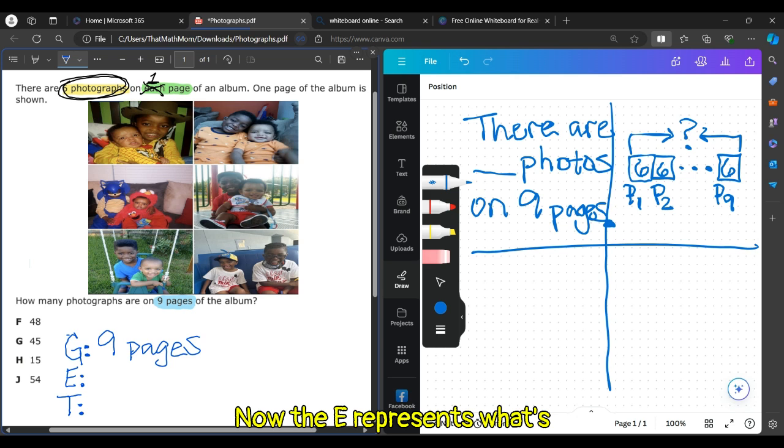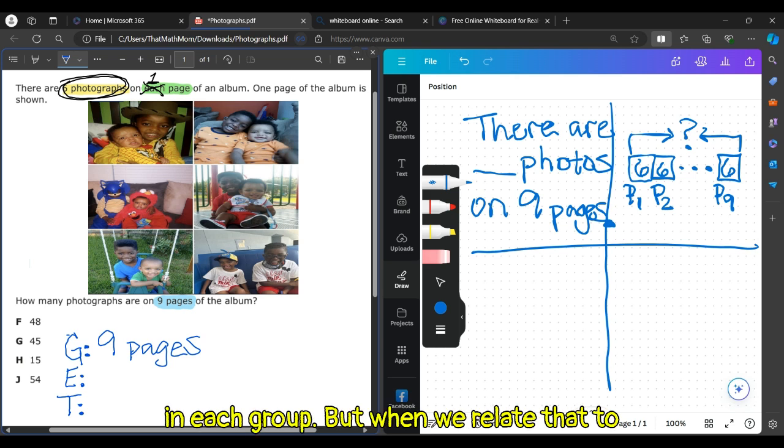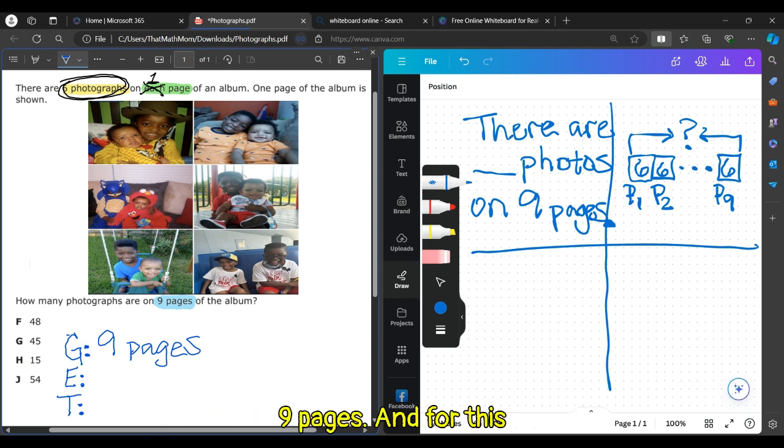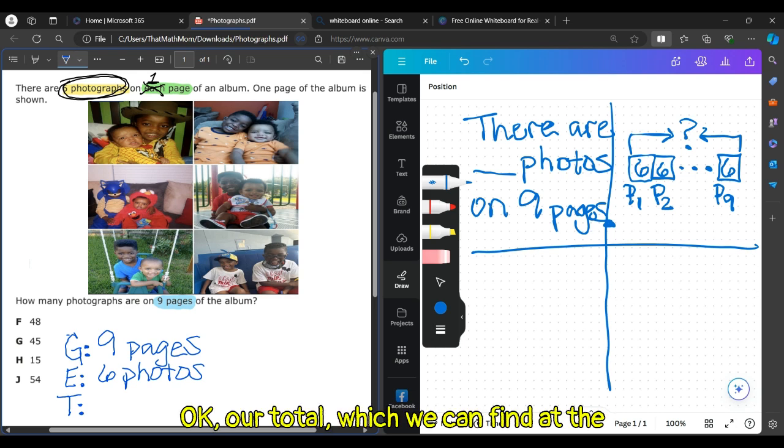Now the E represents what's in each group. But when we relate that to this problem, we're basically looking for how many photographs are on each of those 9 pages. And for this problem, there are 6 photos on each page. Okay, our total, which we can find at the top of the strip diagram or could also be at the bottom, is actually what our question is asking for. They didn't give us a total. We have to find it.